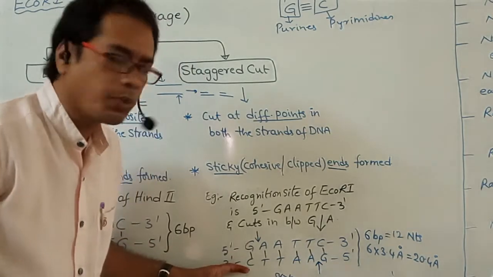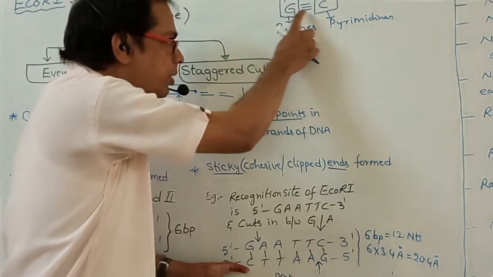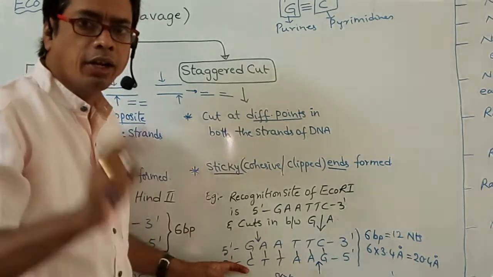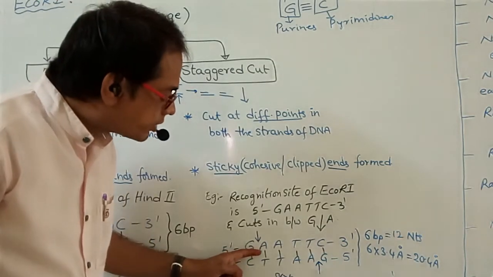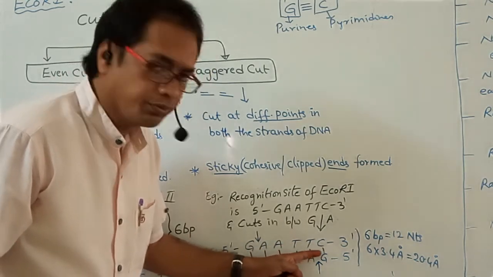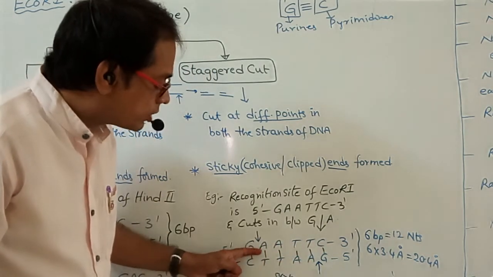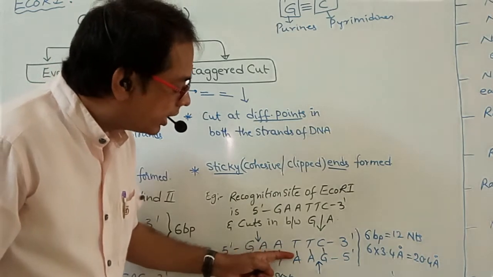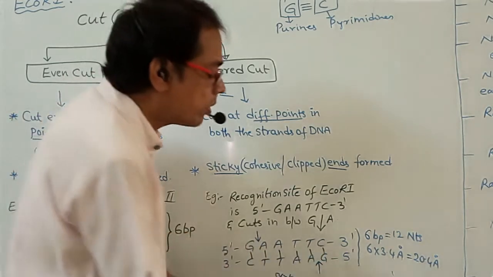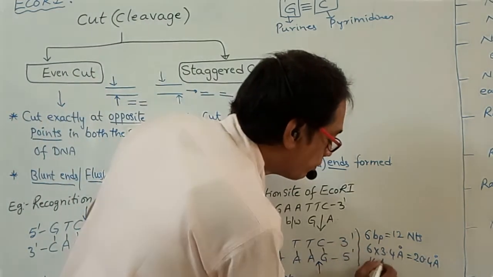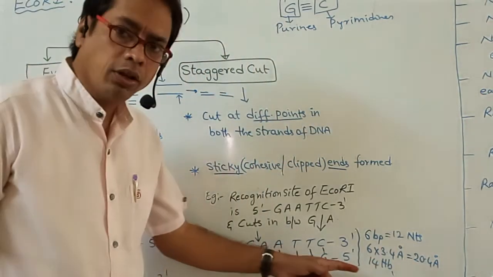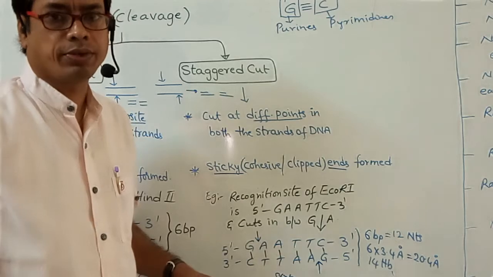Right. Number of hydrogen bonds between G and C. How many hydrogen bonds are present? See, between G and C, how many hydrogen bonds are present? 3. Between A and T, how many hydrogen bonds are present? 2. So 3 plus 2 plus 2 plus 2 plus 2 plus 2. Total 3 plus 2, 5, 7, 9, 11 plus 3, 14. Number of hydrogen bonds means 14 hydrogen bonds. Okay.